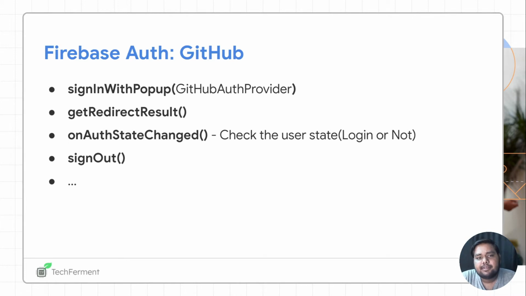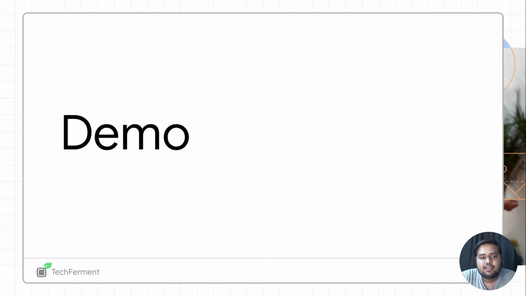The third method you can use is on auth state change. It will check whether the user is logged in or not. For example, if the user is logged in, we have the details as a user object, and we can print the user details. Or if the user is not available, in terms of the user not being logged in, we can directly jump to the logout screen. And the fourth method is the sign out method to log out the user. So let's jump to the demo part.